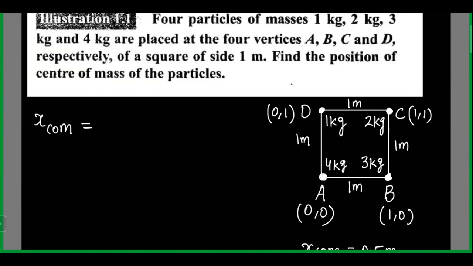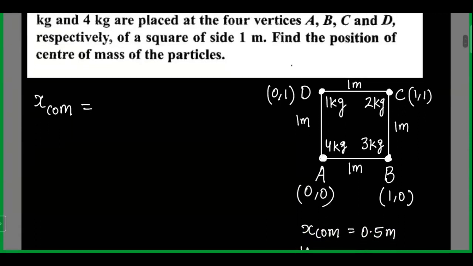If it is at the origin and the side of the square is 1 meter, then B will be at 1, 0. 1, 0 means it is along x, but y is 0. So in x it is 1 meter away, but in y it is 0. Similarly, C is 1 meter in x and 1 meter in y, so the coordinate of C is 1, 1. And the coordinate of D is 0, 1, which means 0 in x but 1 in y. So we have written all the coordinates.